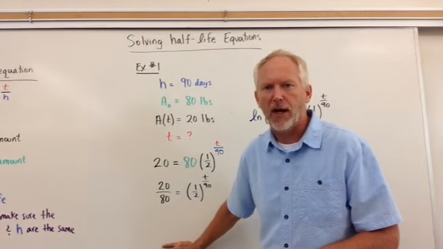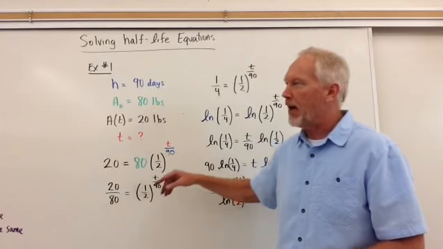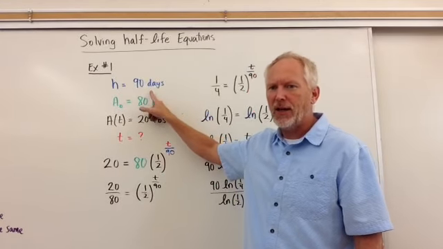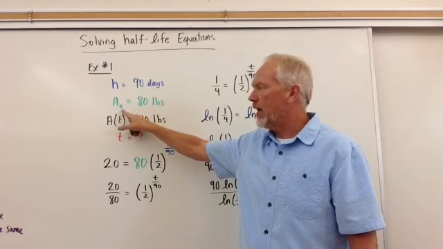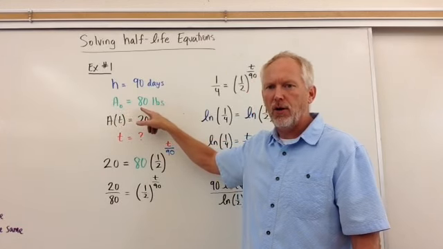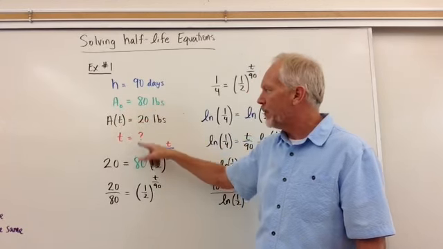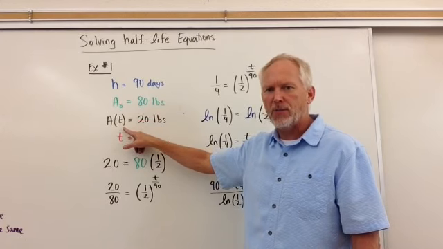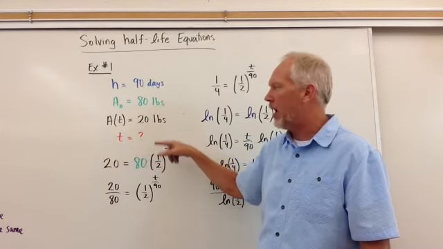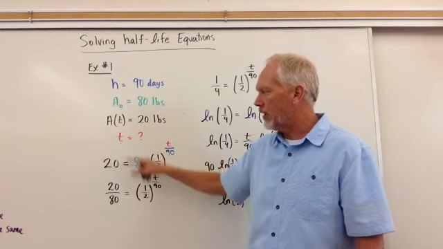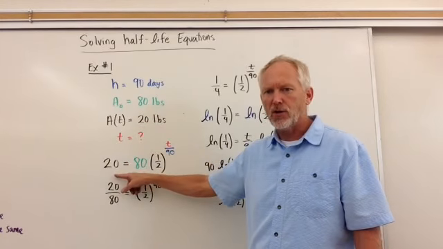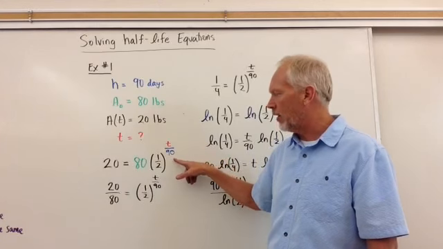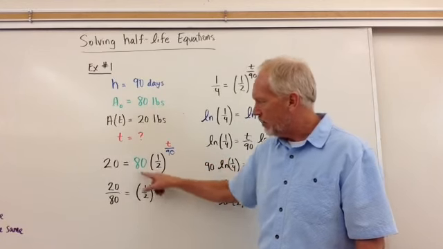Example number 1. Check it out. It says h is equal to 90 days. The half-life is 90 days. Our A naught, our initial amount, is 80. The amount of the substance after some time t is 20 pounds. But we don't know t. So we fill in the equation: 20 equals 80 times 1/2 to the t over 90.